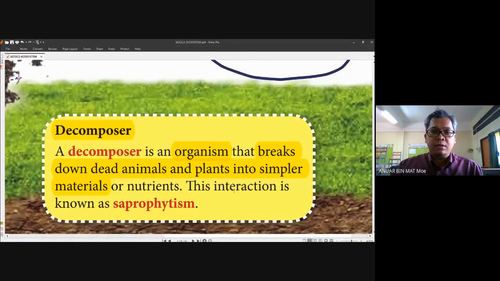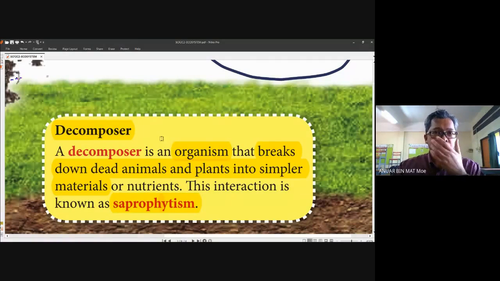Mainly maybe some bacteria and some microorganisms will eat the dead animal, dead meat, and dead plant, and then it will decompose them. And then the interaction we call saprophytism. Okay, and then it will break down into what?